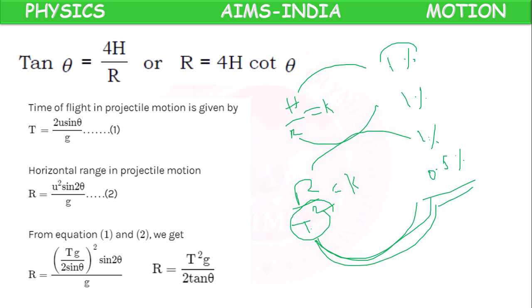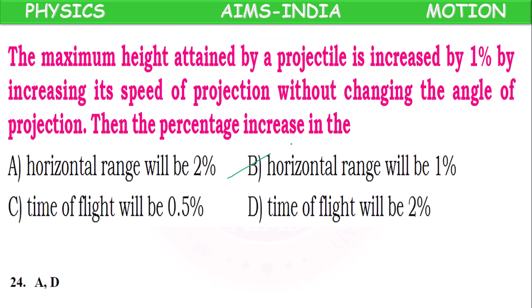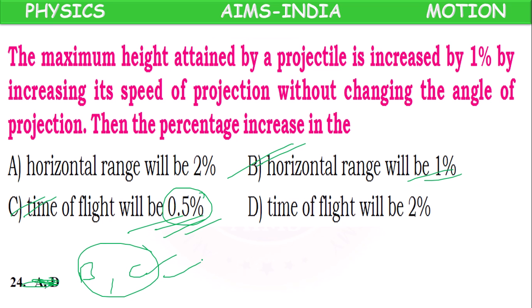How we got these answers, we can learn later, children. Just remember the values. The horizontal range will increase by 1%, and the time of flight will increase by 0.5%. So the answer is not A, D; B, C are the correct options.